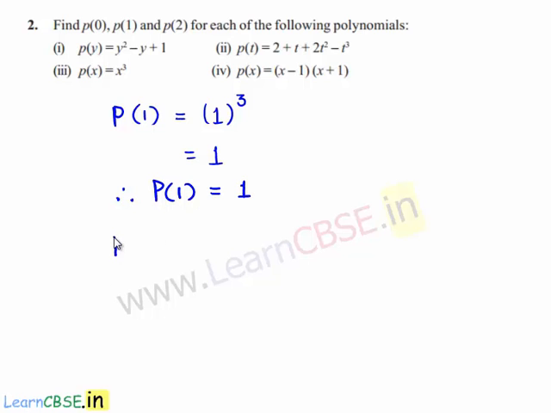Next, P of 2 is found by substituting the value of 2 in the place of x. Therefore, P of 2 is equal to 2 cube. We know that 2 power 3, called 2 cube, is 8. Therefore, P of 2 is equal to 8.